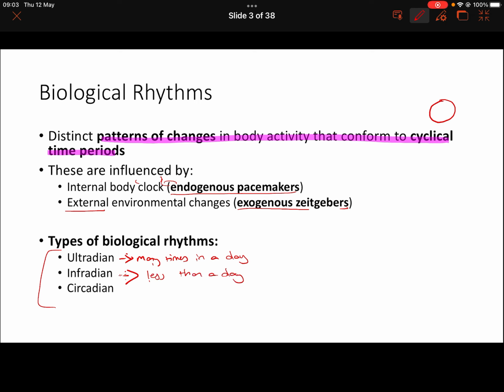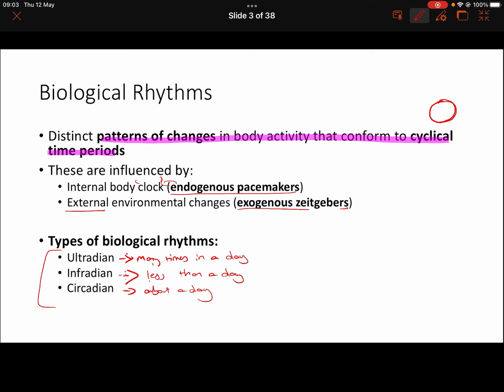And then we're going to be looking in this video at circadian rhythms. These last about a day. They last roughly 24 hours. But there are also other ones like circannual rhythms, for example, which take much, much longer. These take about a year to repeat in that cycle.